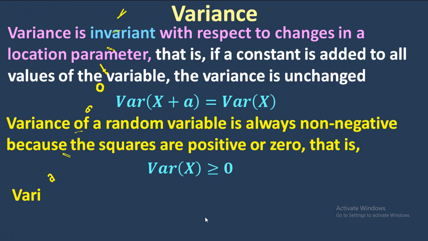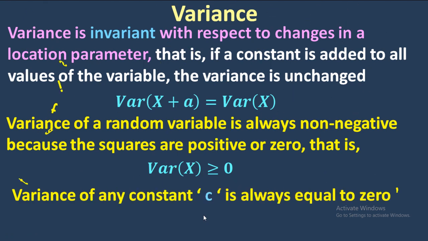And now the variance of any constant c is always equal to 0. That is, variance of c is equal to 0 where c is any constant. The very first property of the variance is variance of 1 is equal to 0. Not only for 1, for any constant c, variance of c is always equal to 0.